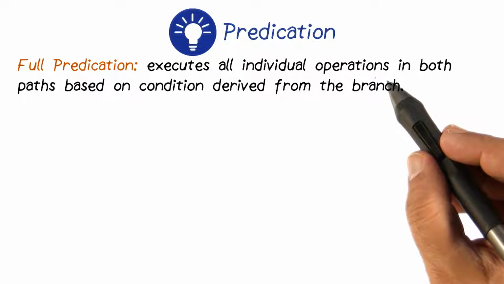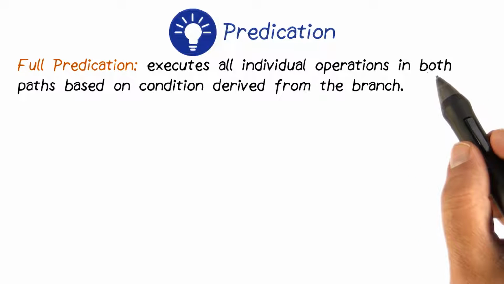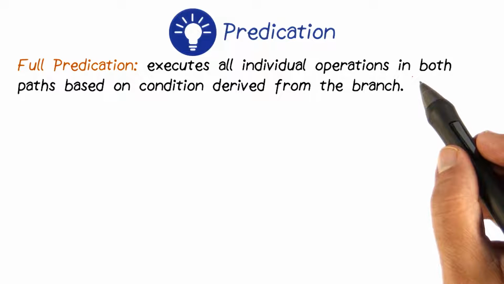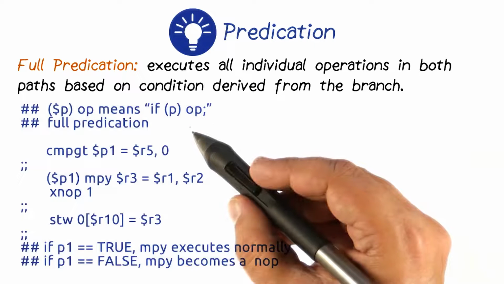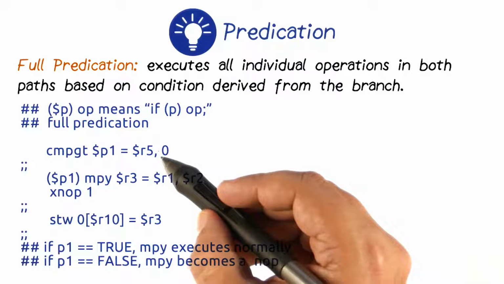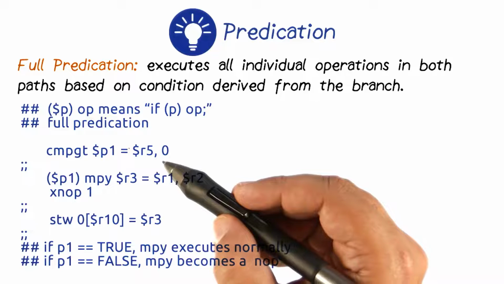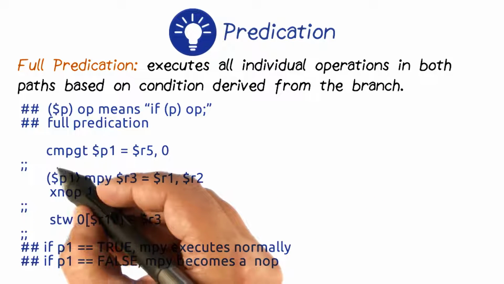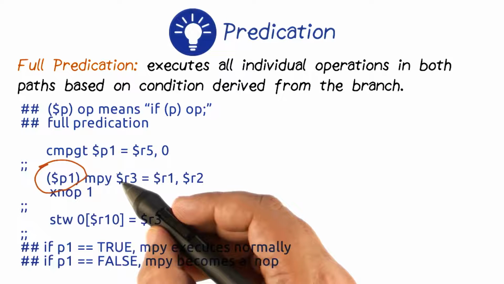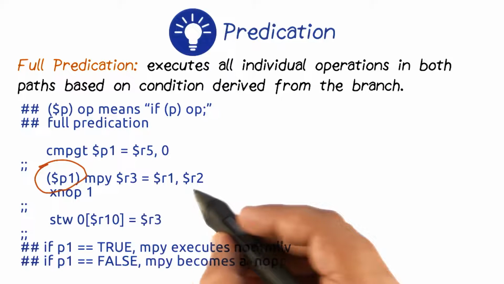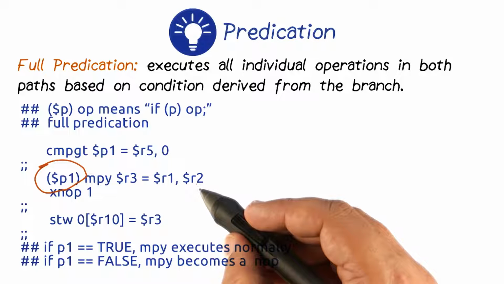What it does is executes all individual operations on both sides of the paths or the branch, and then uses the condition to decide which path is to be thrown away and which path is going to be committed to the memory. So again, let's take a look at the same exact program, and what we are doing here is comparing this branch and holding the result in P1 over here. But notice now that we are using that P1 to tag an instruction over here, which is the true side of this particular branch. And if P1 is true, the MPY will execute normally.